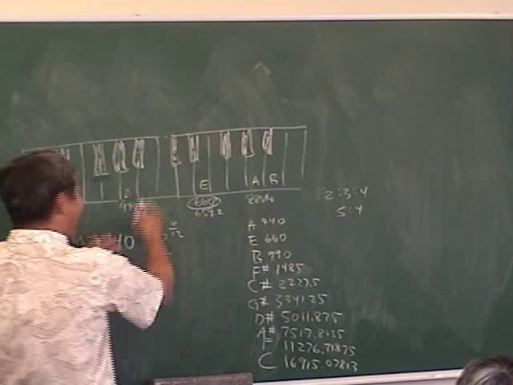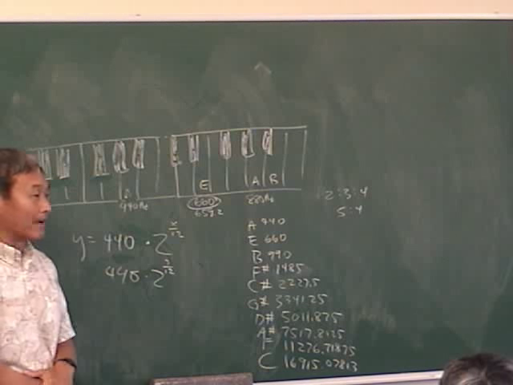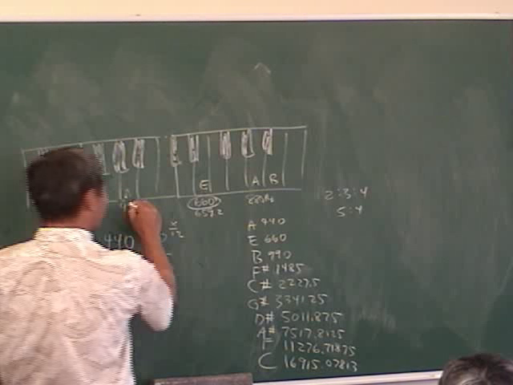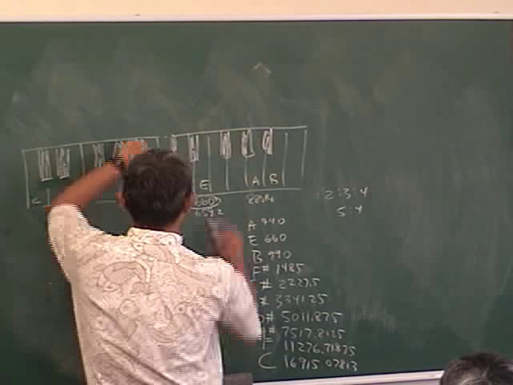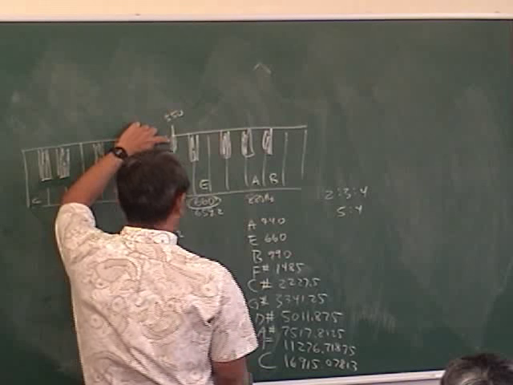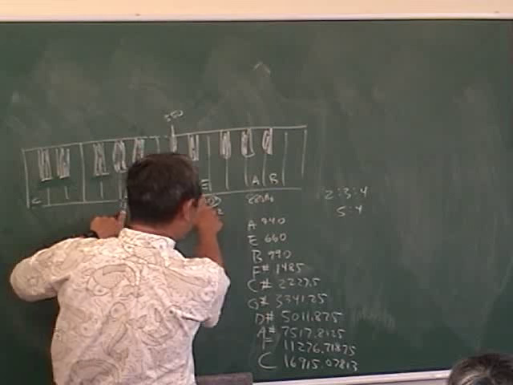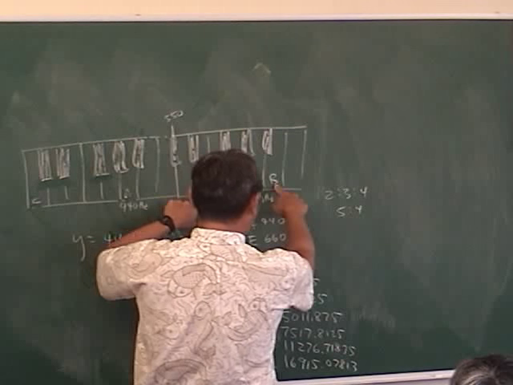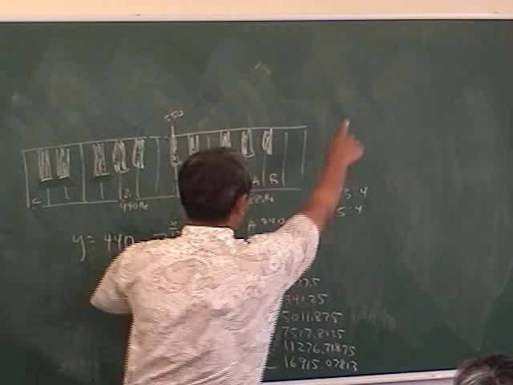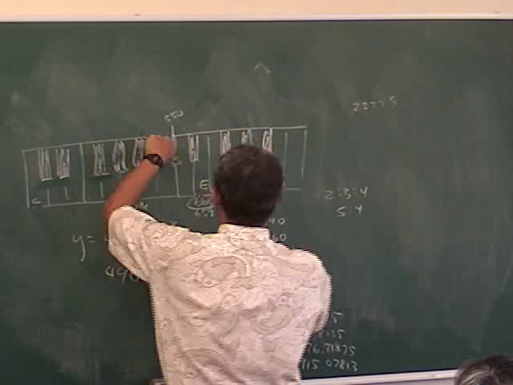The ratio is 5 to 4, so multiply this by 1.25. What is it? 550 exactly? Okay, but look over here. If we start here at 440, we go over here, 660, 990, 1475. We get to a C sharp up here, which is 2227.5, and here's a C sharp here.